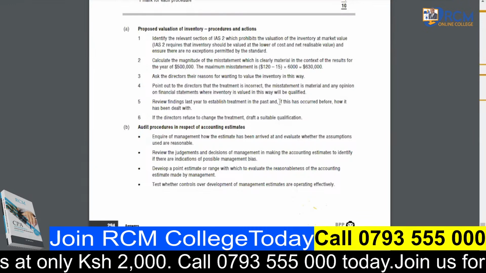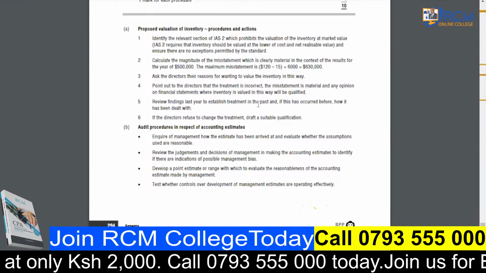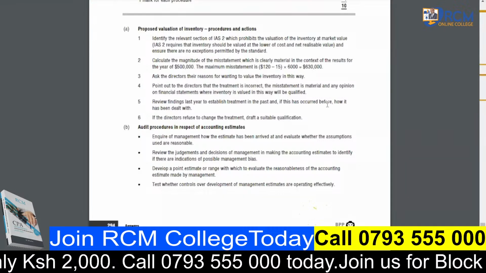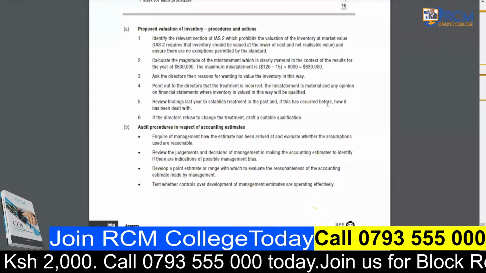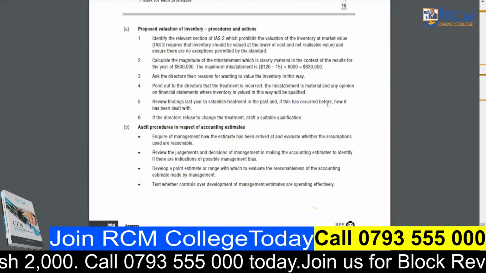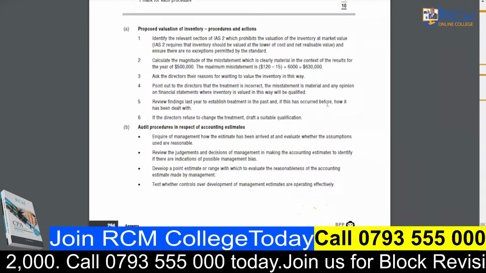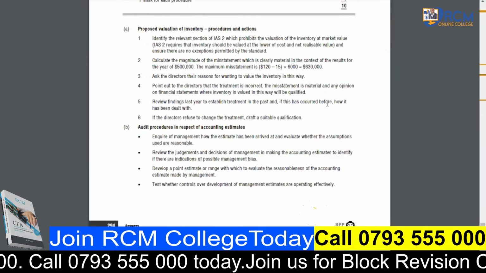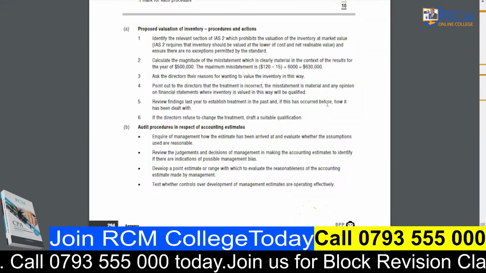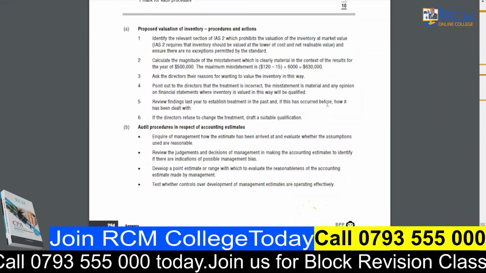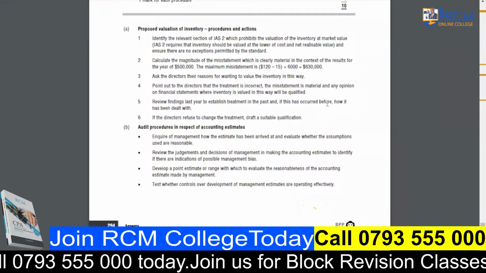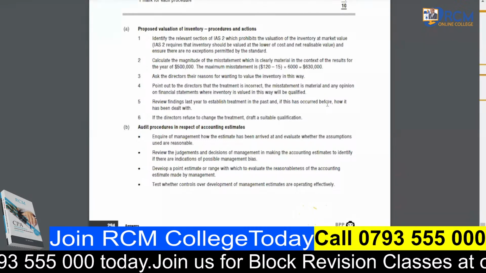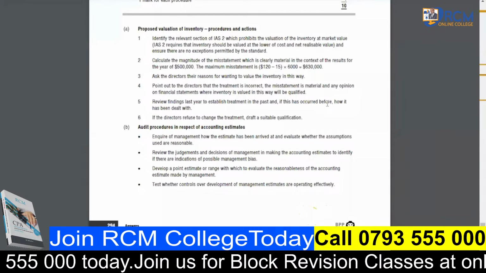Right? Review findings of last year to establish treatment in the past, and if this has occurred before, how it has been dealt with. So, ladies and gentlemen, remember in your RAEOU, inspection of documents is something that is quite important. So I have even to get, in this case here, for example, if they did some valuation, if there was an expert involved, I have to get that document from this expert, even go further to see whether that expert is competent. Is he registered as a member of their professional body, right?